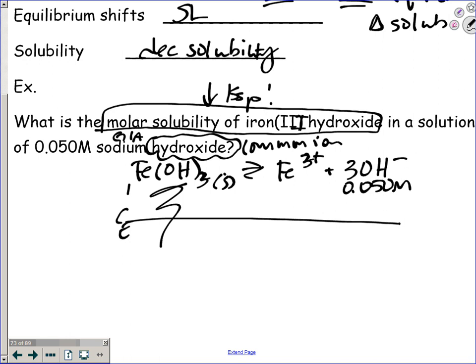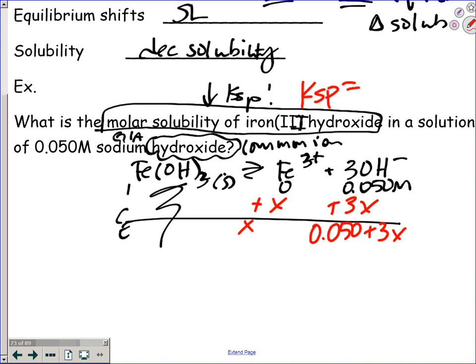0.05 molar. Okay. As this dissociates, because we're not given anything about iron, we assume zero here. So as this dissociates, what am I making of iron? Iron 3. You don't know how much, right? So what do we call it? X. Okay, what am I making of OH? 3x, right? So at equilibrium we get X and 0.05 plus 3x. And the Ksp for iron 3 hydroxide is 2.5 times 10 to the negative 39. Okay, so we have this information right here.